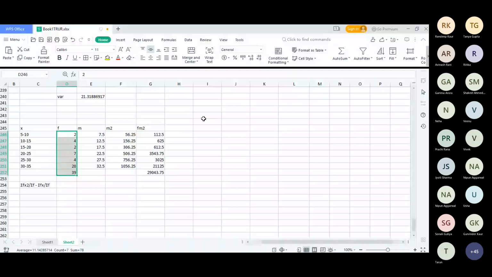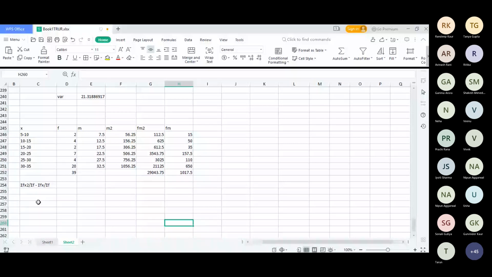So that is 39. And then you have to minus summation fm divided by summation f. So fm means, next stage you have to multiply f into m. So this is your f and this is your m. So f into m you have to multiply. So these values get multiplied, and then the summation of this fm.